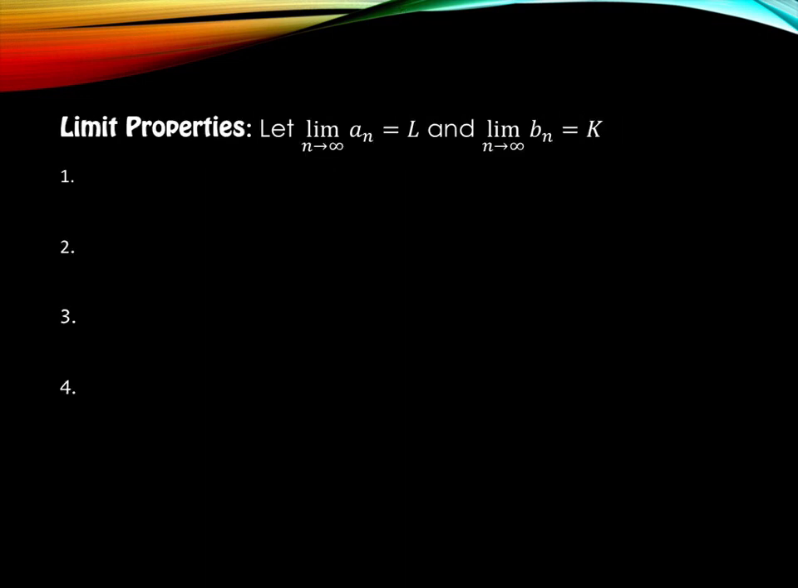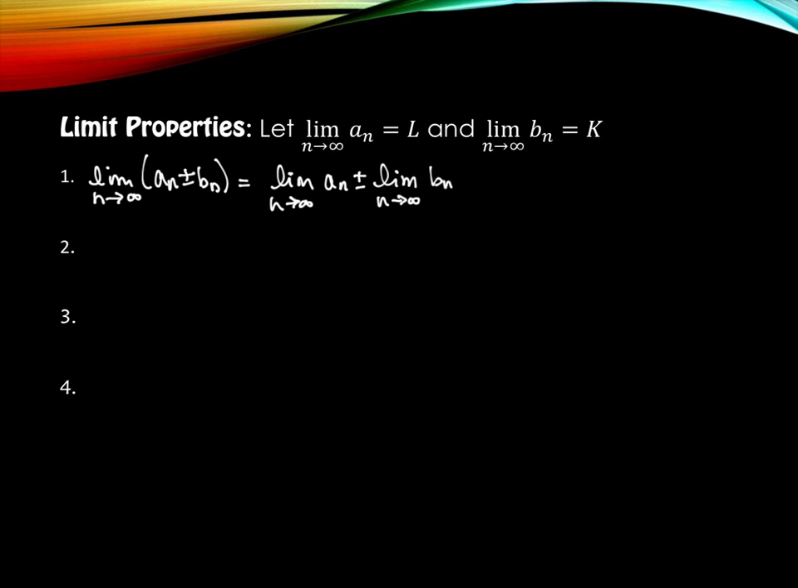Now, there's some limit properties, and these limit properties are going to feel a lot like some of the different properties we saw with limits when we were looking in Calc 1. Okay, so here's a few of them. So if you take the limit as n goes to infinity of a sub n plus or minus b sub n, this is the same as the limit as n goes to infinity of a sub n plus or minus the limit as n goes to infinity of b sub n.